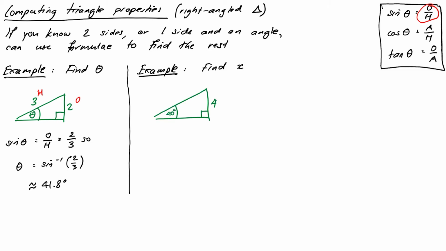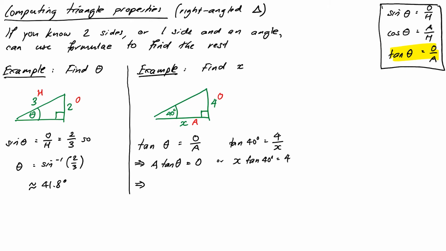Or on this triangle here, I know that the opposite side is 4 and that this angle is 40 degrees. If I want to find the adjacent, I can use the formula tan theta is opposite over adjacent, which rearranges to a times tan theta is the opposite, just multiplying both sides by a. And divide both sides by tan theta, so I get a is the opposite over tan theta. Plug it all in, 4 over tan of 40 degrees, and that gives me about 4.77 for my adjacent side.